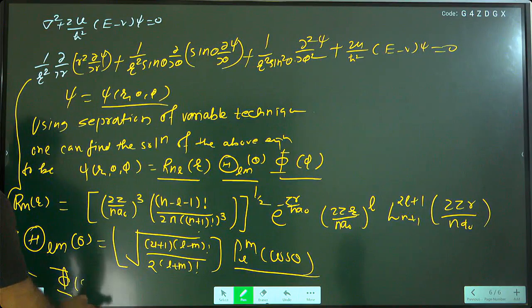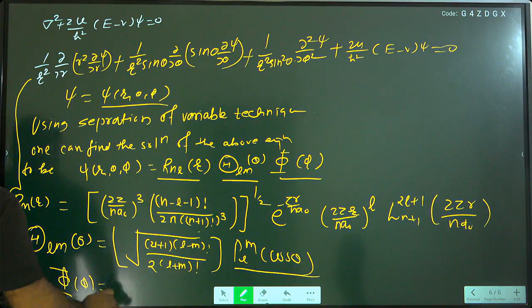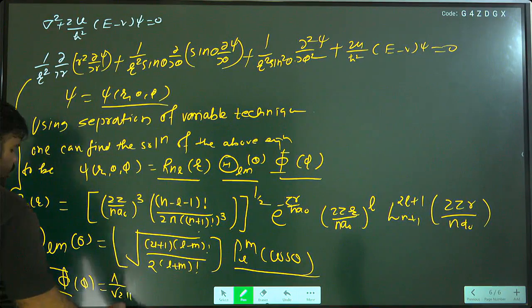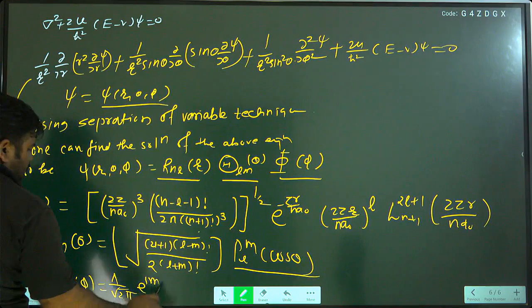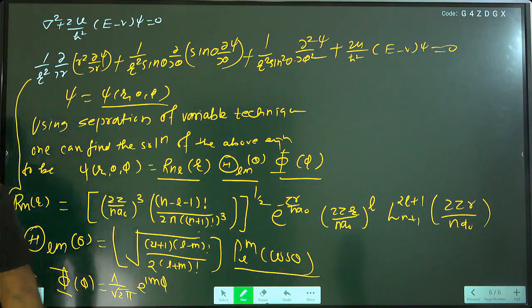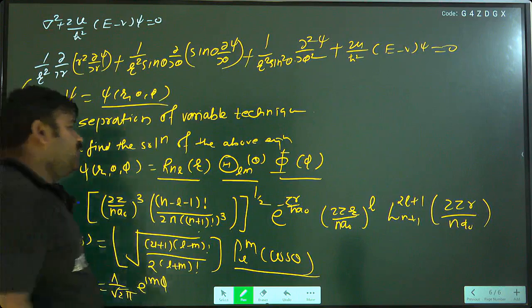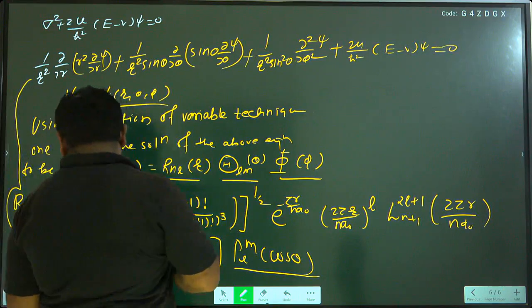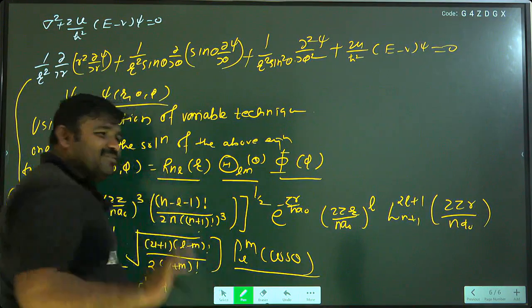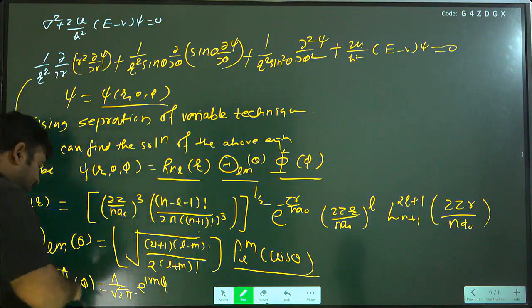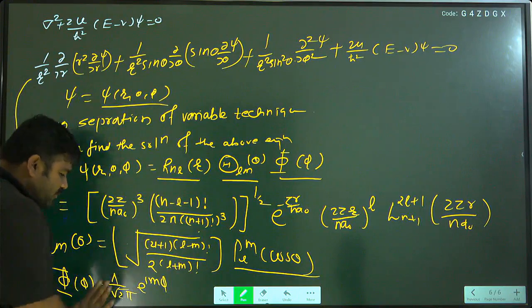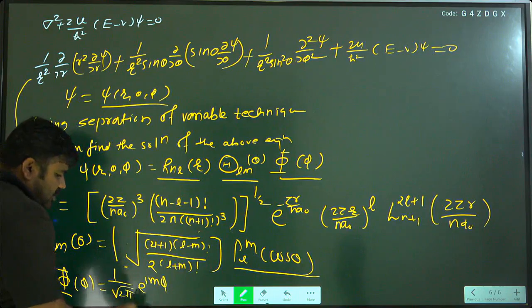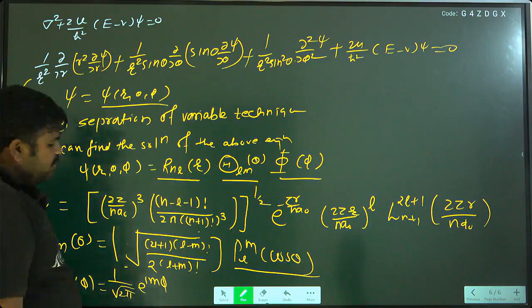Phi of phi is equal to 1 upon root 2 pi e to the power i m phi. This is for r, this is for theta, and this is for phi. इसमें सबसे सिंपल कौन सा है? For phi. Phi of phi is equal to 1 upon root 2 pi e to the power i m phi.